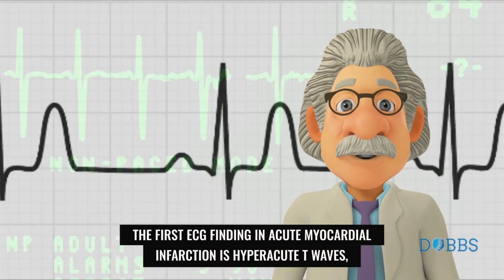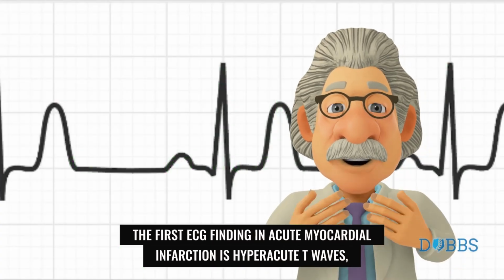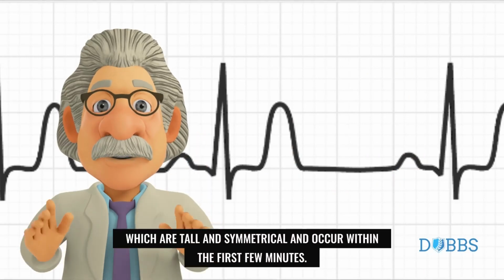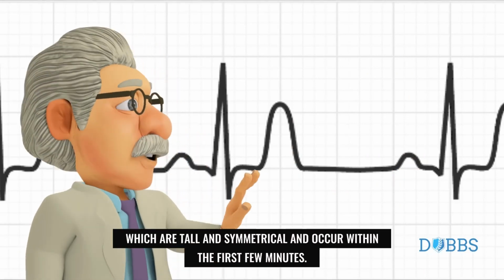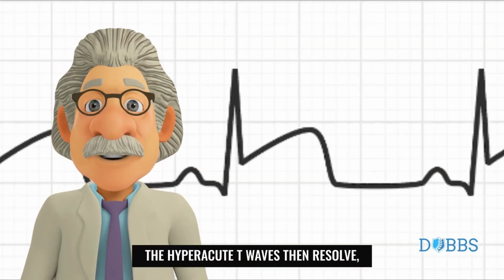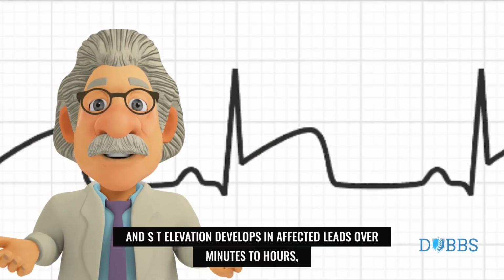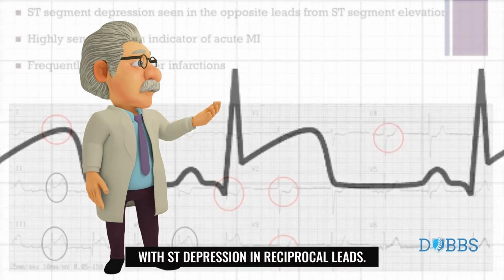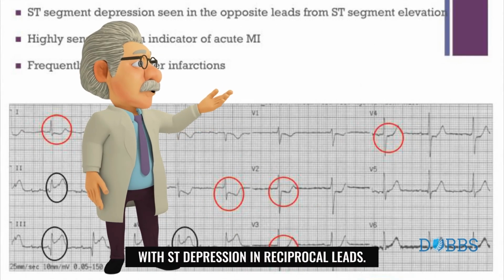The first ECG finding in acute myocardial infarction is hyperacute T waves, which are tall and symmetrical and occur within the first few minutes. The hyperacute T waves then resolve, and ST elevation develops in affected leads over minutes to hours, with ST depression in reciprocal leads.